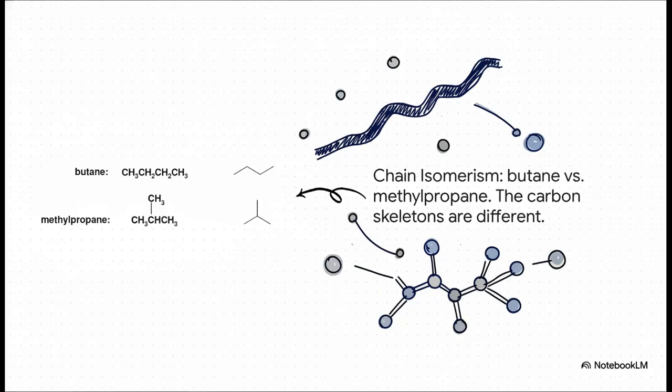Okay, so let's start with the simplest type. We call it chain isomerism. Look at butane on the left. It's just a nice straight chain of 4 carbons. Simple. But using those exact same 4 carbons and 10 hydrogens, we can build the molecule on the right, 2-methylpropane. All we did was pluck a carbon off the end and stick it in the middle. Boom, we've created a branched shape. Same parts, totally different carbon skeleton.